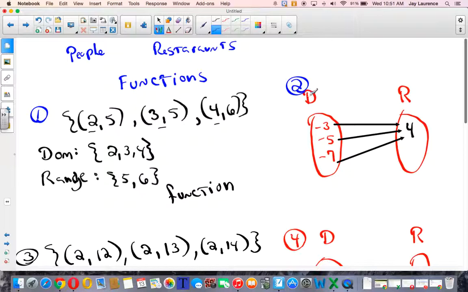All right, number 2. Here I've given you a mapping. There's my domain, negative 3, negative 5, negative 7. I don't know, maybe this is Colin, Madeline, and John. Is it possible that all 3 of them show up at the Olive Garden at the same time? Even if they're not going together, they just run into each other. Sure it is. Okay, so this is a function. The domain would be negative 3, negative 5, negative 7. And then the range would just be 4.